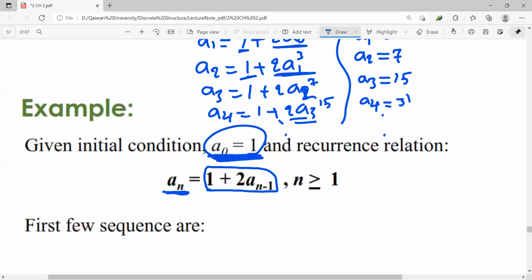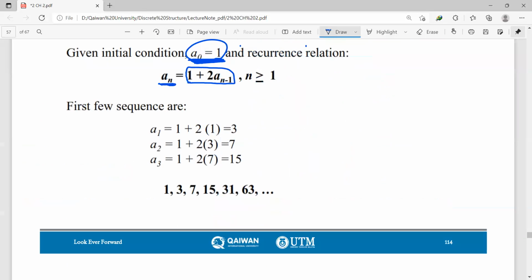So these are the terms of the sequence. The sequence could be written as 1, 3, 7, this is A0, A1, A2, and so on, 15, 31, 63. These are the terms of the sequence.